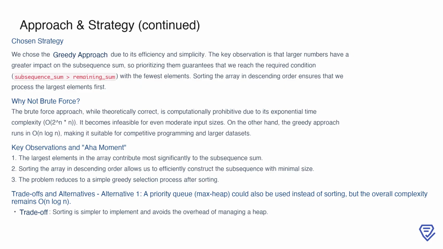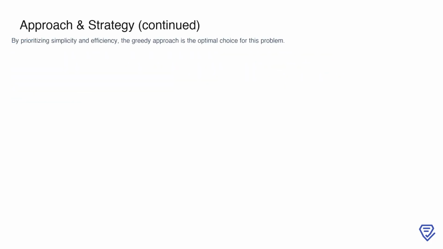and large datasets. One of the critical aha moments in this solution is realizing how sorting the array simplifies the problem into a straightforward greedy selection process. While alternatives like using a maxheap could also achieve the same time complexity, sorting is simpler to implement and avoids the overhead of managing additional data structures. By focusing on simplicity and efficiency, the greedy approach stands out as the optimal solution for this problem. It leverages the natural properties of the array, prioritizing larger numbers to efficiently construct the minimal subsequence. This method balances performance with ease of implementation, making it an ideal choice for solving the problem effectively.